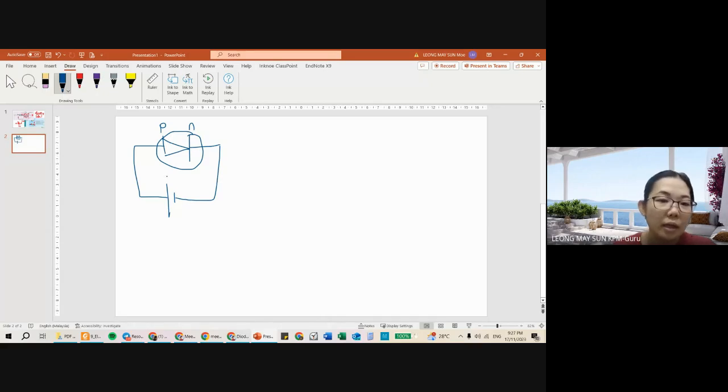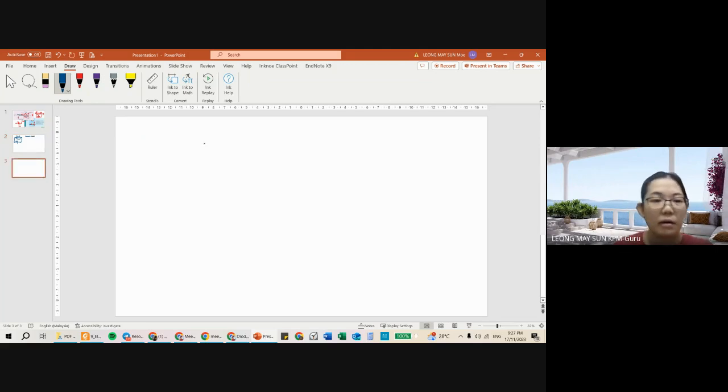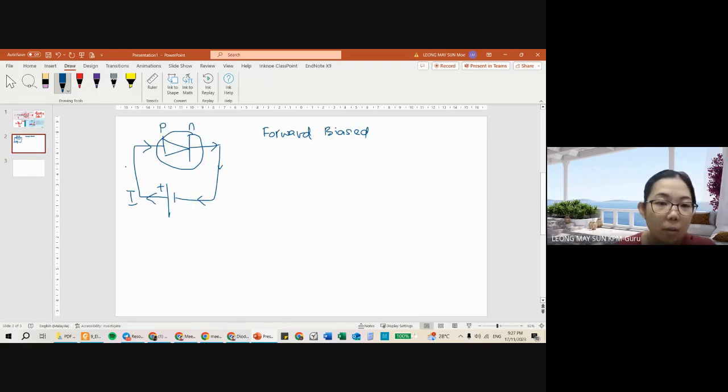Okay, so if the positive terminal of the battery is connected to the P-type semiconductor and the negative terminal of the battery is connected to the N-type semiconductor, current flow from the battery is from positive, and if the direction of the current flow is the same as the direction of the arrow of the diode, then this is considered a forward bias diode. All right, this is a forward bias diode.